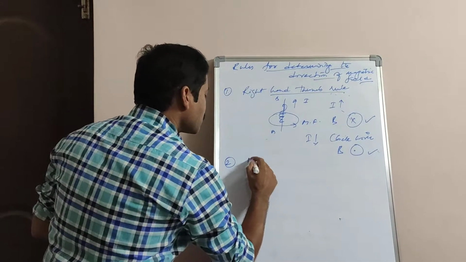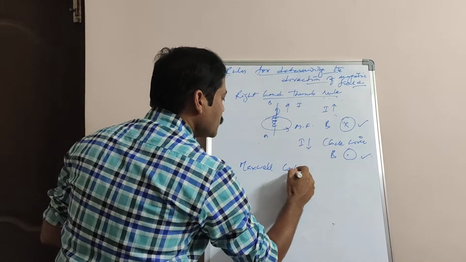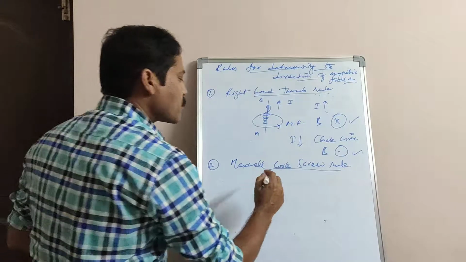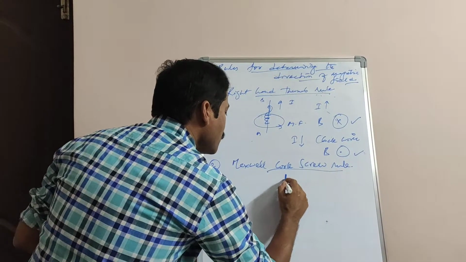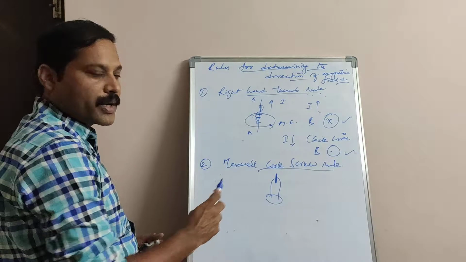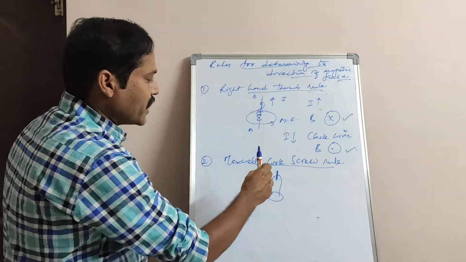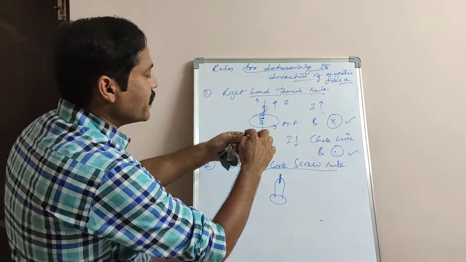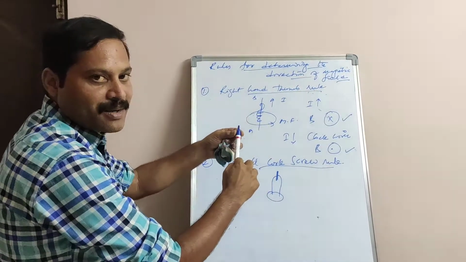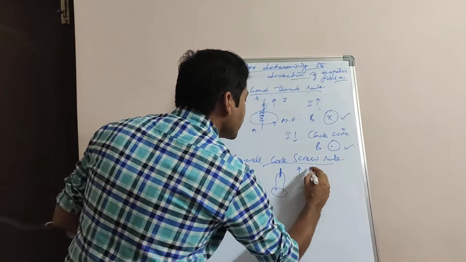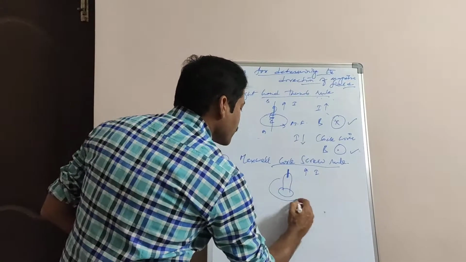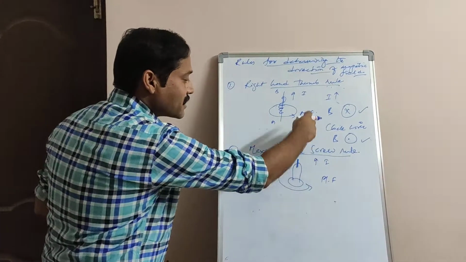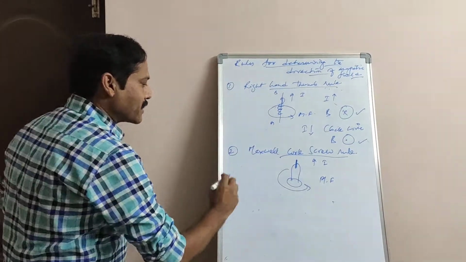And the second one is the Maxwell corkscrew rule. Maxwell corkscrew rule means this is considered as a screw and this is considered as a cork around it, just like a pen. Whenever you rotate it, the pointer will be moving in the forward direction or in the backward direction. The direction of the pointer specifies the direction of the current and the rotation of the cork specifies the direction of the magnetic field. In both cases, the electric current and magnetic field are always at right angles to each other.